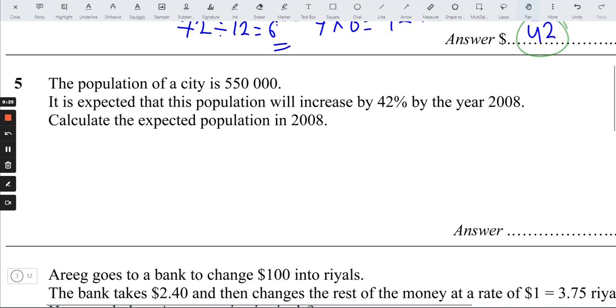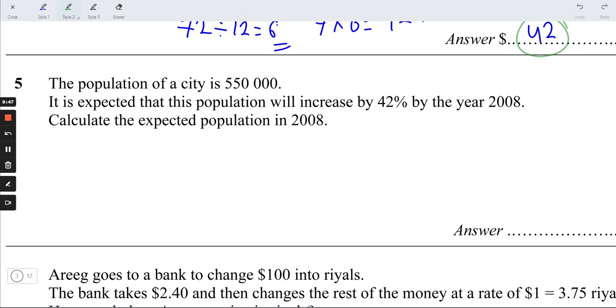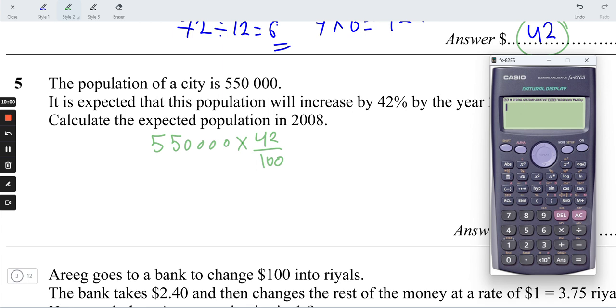Question number 5. The population of a city is 550,000. It's expected that this population will increase by 42% by the year 2008. Calculate the expected population in 2008. So here it means that you are increasing the population. So we will multiply 550,000 multiplied by 42 over 100. For sure you could use your calculator here because it's allowed for you.